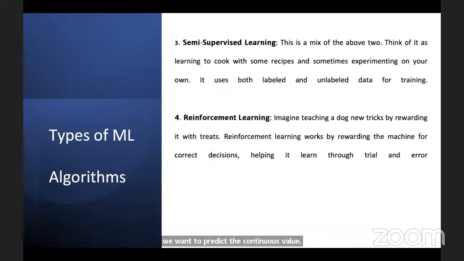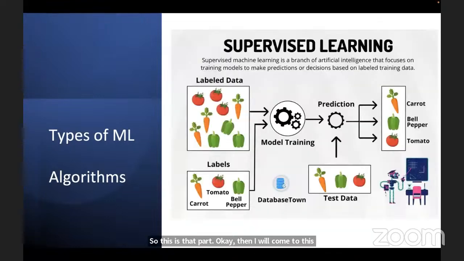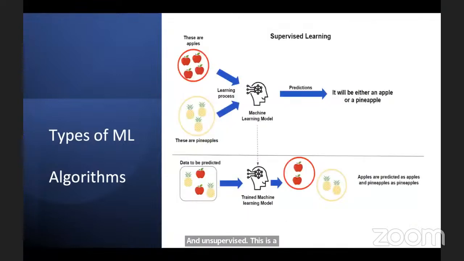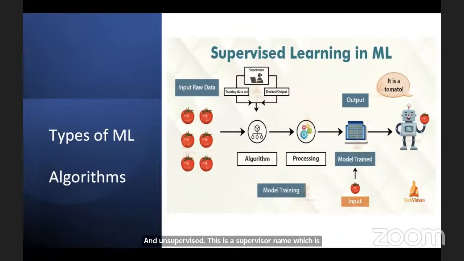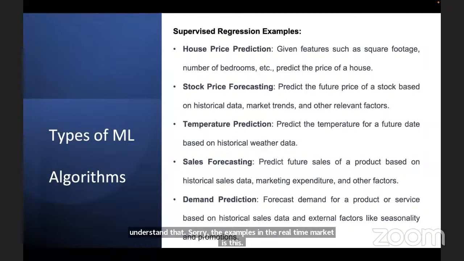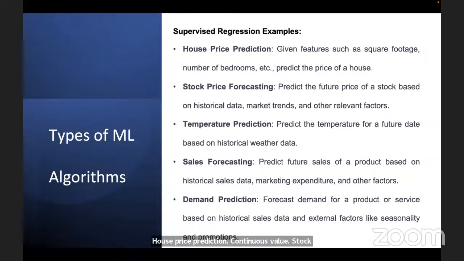Then I will come to semi-supervised learning, reinforcement learning and so on, and unsupervised learning. This is supervised learning which is going on, and the same example I have explained to you. Let me come to the regression part so that you can understand. Regression examples in the real-time market are house price prediction, a continuous value. Stock price prediction is a continuous value. Sales forecasting is a continuous value and so on.